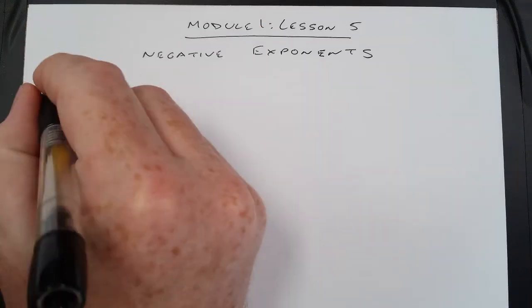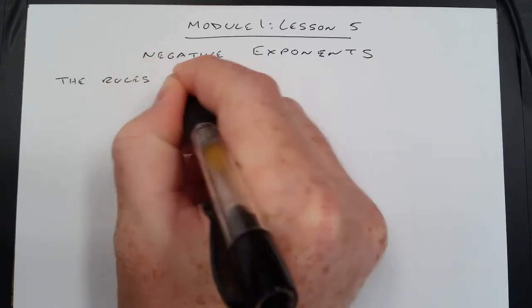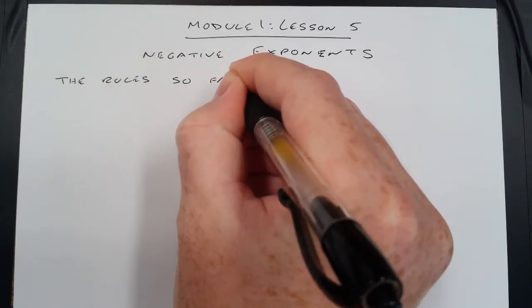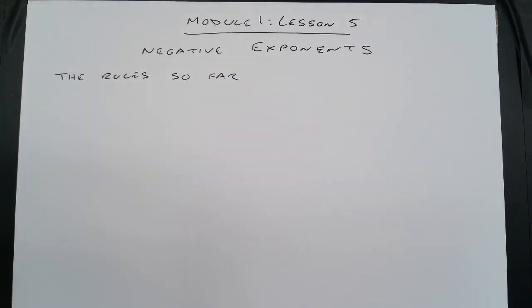So let's review the rules so far so that we have a reference and we have a list. Hopefully you have these somewhat memorized by now. Another reason we write them down at the beginning of every set of notes is so that it helps you memorize them. So I hope you're writing your notes down with me.